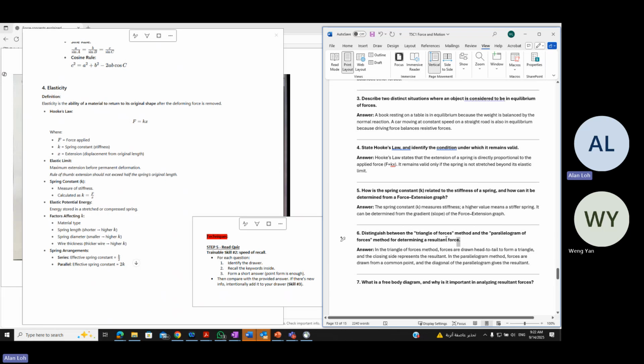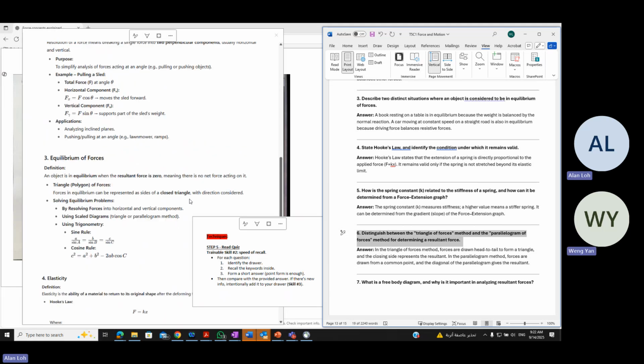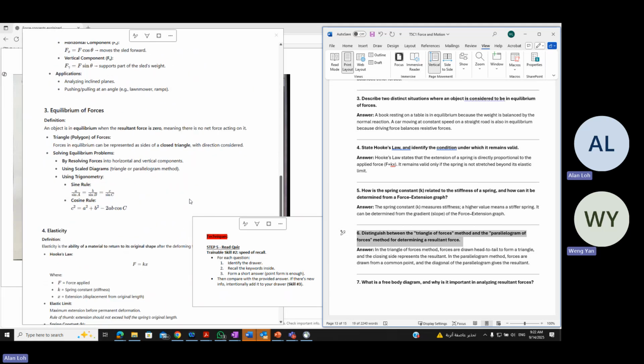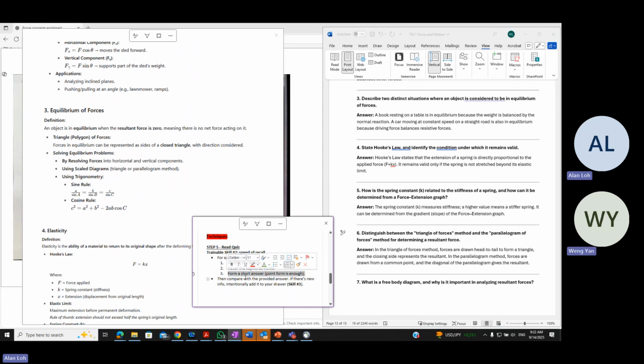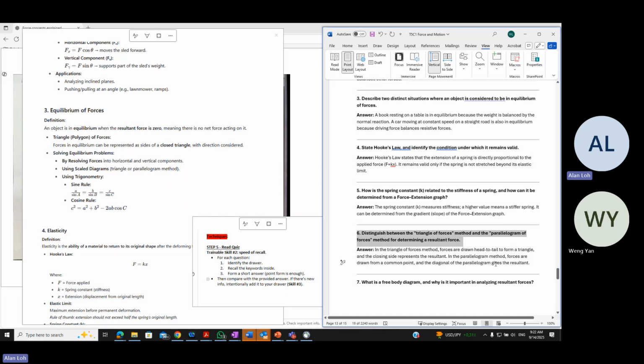Okay, question: in triangle of forces. Did you finish the answer, or you formed your own answer? I think of how I would explain it, and then I see if it's similar to the answer. Okay, good. You did not do the shortcut. You need to do this. Okay, right.